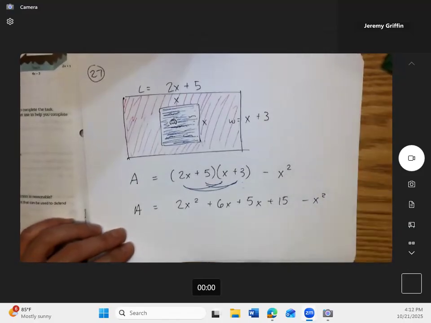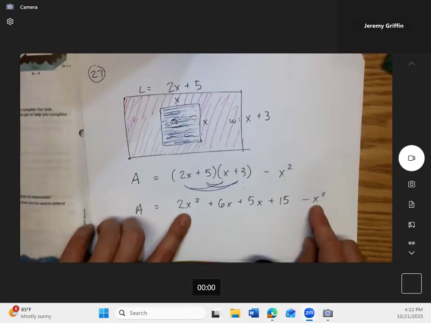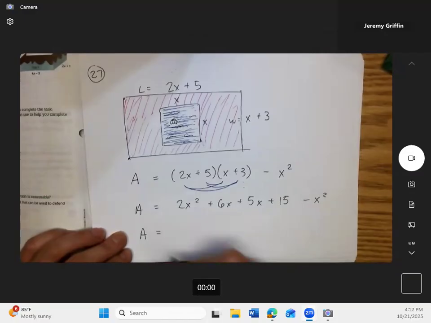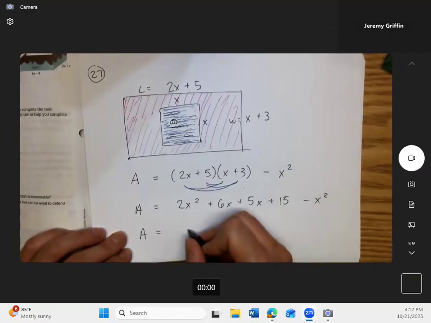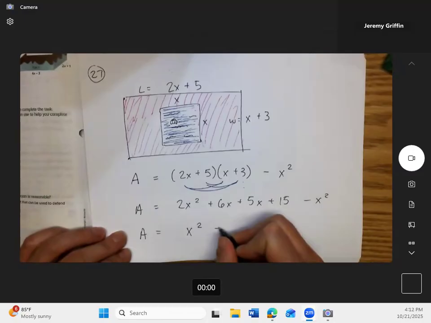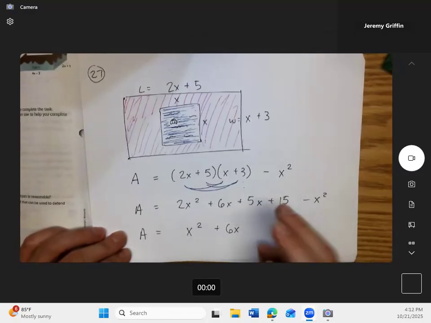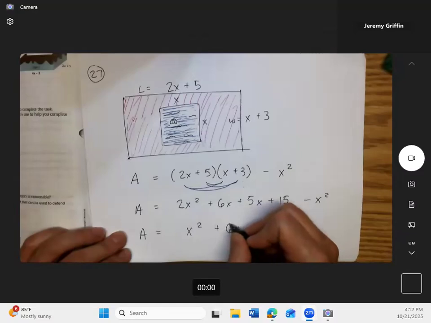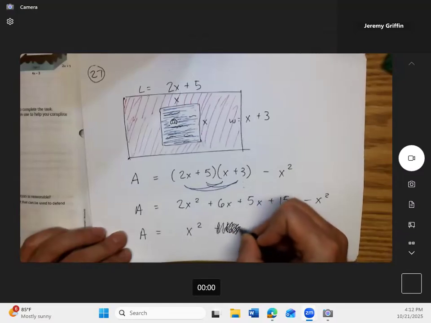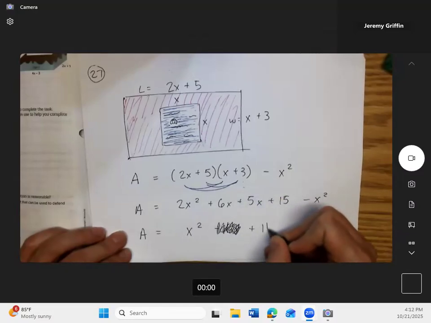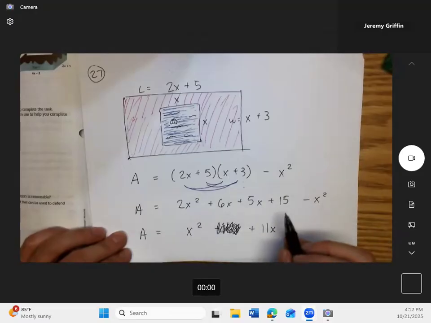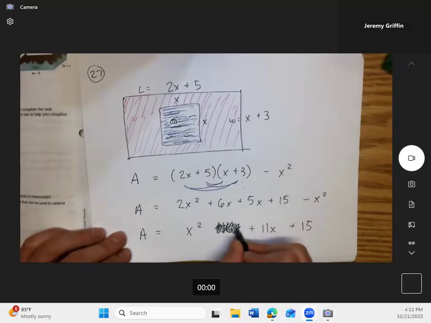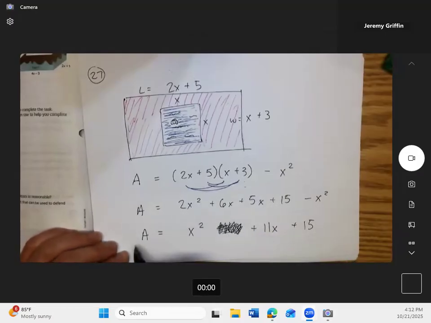So one last thing I need to do: I have a couple of x squared terms. I'll just combine those. So 2x squared minus x squared is just plain x squared. Then I'll have a plus 6x. Actually, I can combine these two. What am I thinking? That's 11 of those, isn't it? So plus 11x. I almost missed that. And then plus 15. So x squared plus 11x plus 15.